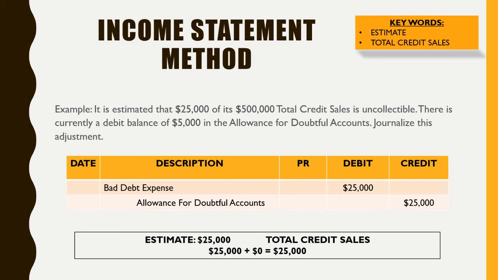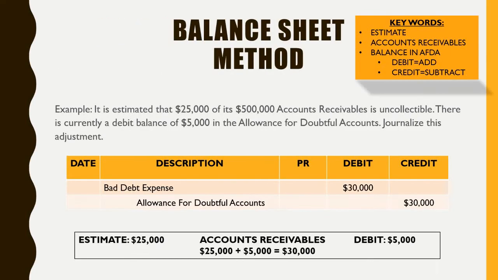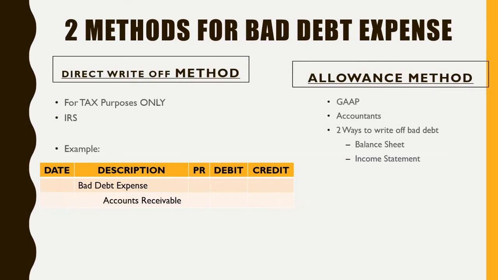This sounds like a direct write-off method. It sounds like it, but here's the key difference: what accounts are we using? We're taking it out from the allowance for doubtful accounts. If you go back to the direct write-off method, you're directly taking it out from accounts receivable. That's the huge difference here.